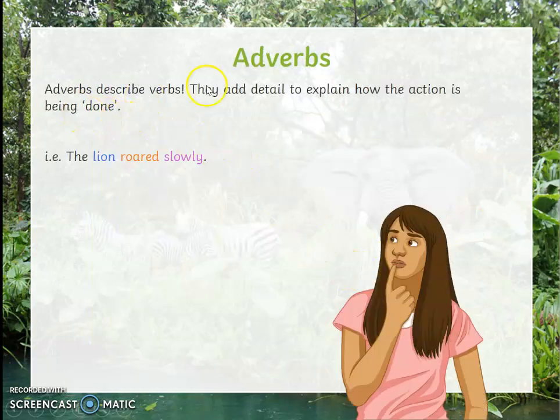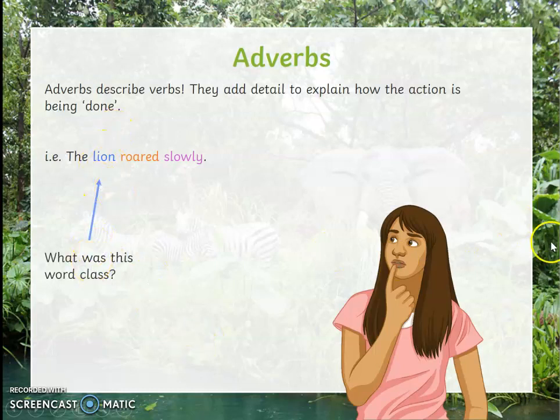Now, adverbs. This is another part of speech. Adverbs are like friends to verbs. They describe verbs. They add detail to explain how the action is being done. We know the noun lion, and the action the lion did, roared. But how was this action done? Slowly. It was done slowly. So slowly is an adverb.